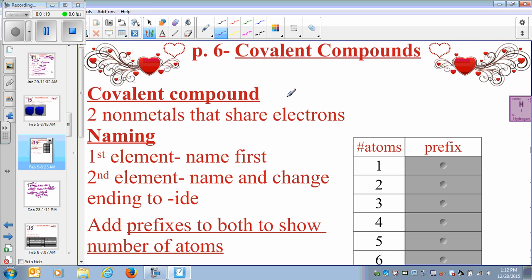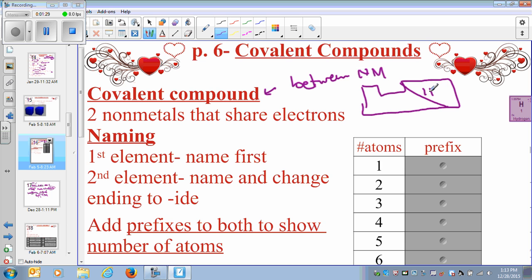For covalent compounds, the compounds are formed between nonmetals. Okay, so first of all, you need to know when it is a covalent compound. If you know the periodic table, you have nonmetals on this side of the periodic table. So if both elements are from this side, like carbon, oxygen, nitrogen, phosphorus, chlorine, that means it's a covalent compound.